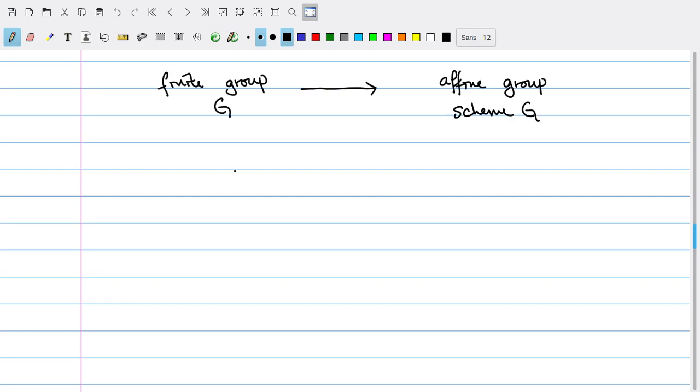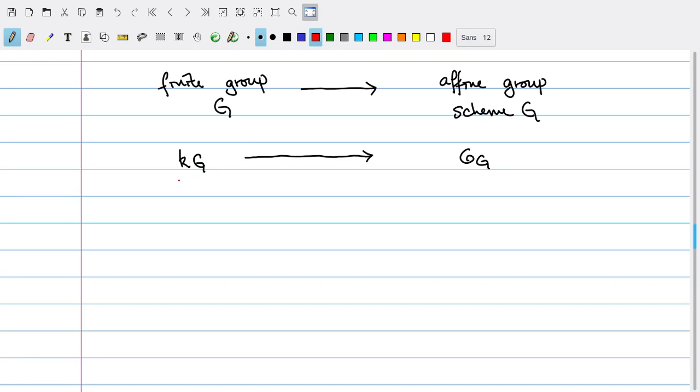Now let's also remember that our representation of a finite group G had an alternative description as a KG module, that is a module over the associated group ring. Also, let's remember that the theory of affine groups can be viewed as an extension of the theory of finite groups. In this extension, the group ring over here, KG, corresponds to the coordinate ring, OG. But we have to be very careful here.